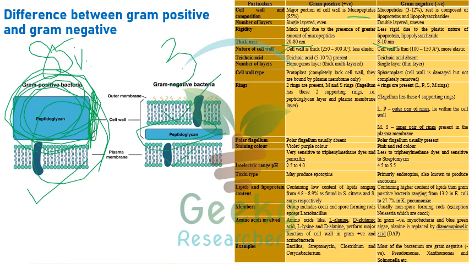The next one is teichoic acid. Teichoic acid is present in gram-positive bacteria, whereas it is absent in gram-negative bacteria. It is very, very important. In questions, we can see it like this: teichoic acid is present in gram-positive bacteria. When it comes to gram-negative bacteria, teichoic acid is absent, or there will be no teichoic acid.